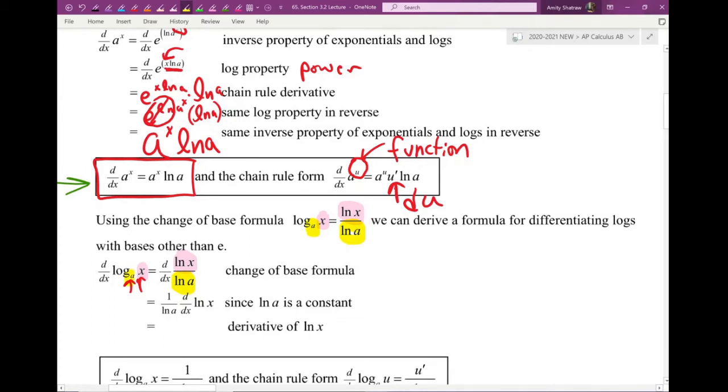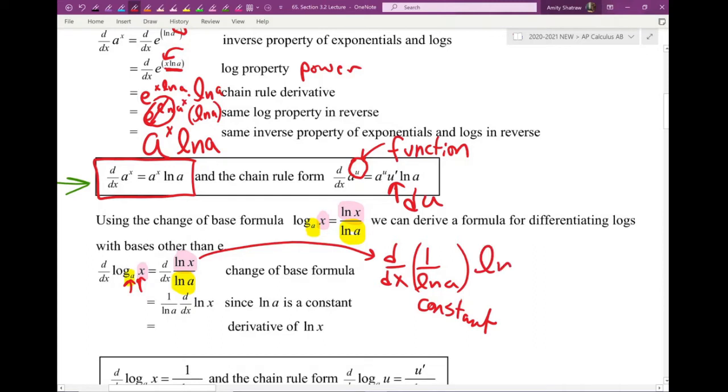And then I could actually show another step right here where I have the derivative, and this is 1 over the natural log of a. Remember, this is just a constant. And that is being multiplied by the natural log of x. And the natural log of a, what happened? That was just a constant? Yeah, that's just a constant.